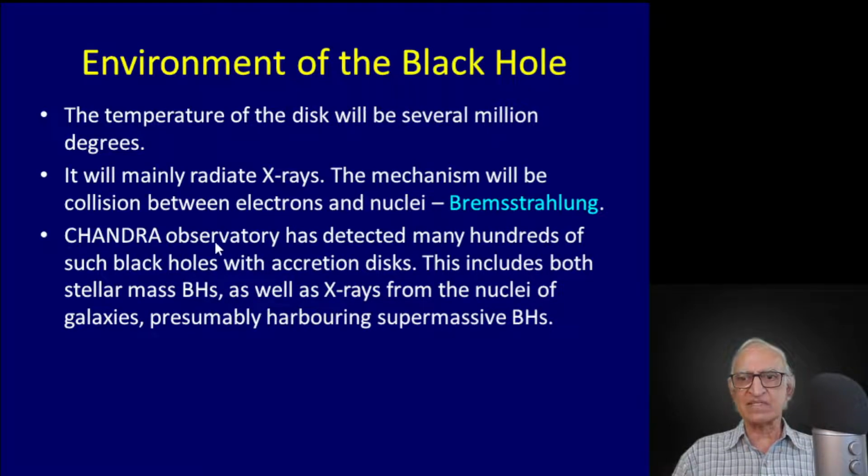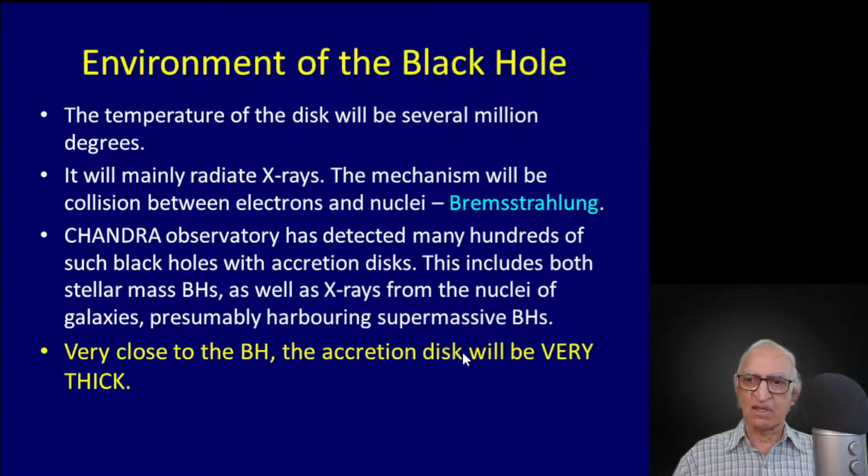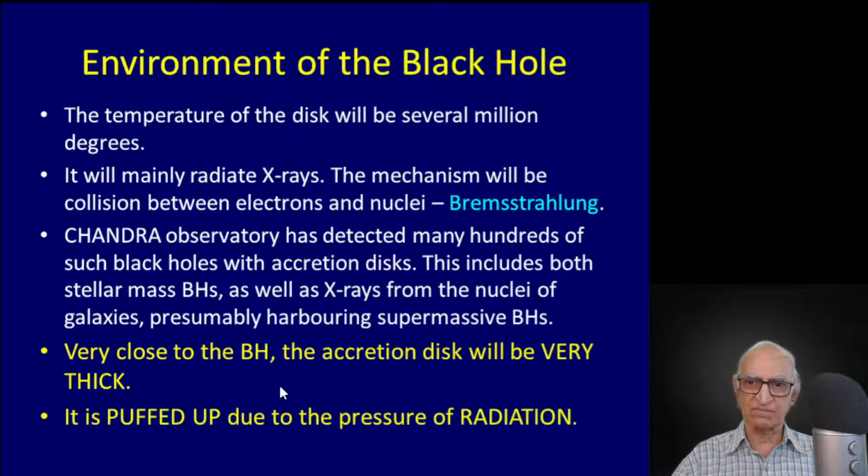Now, the Chandra X-ray Observatory has detected many hundreds of such black holes with accretion disks, many hundreds of them. These include both stellar mass black holes as well as X-rays from the nuclei of galaxies, presumably harboring supermassive black holes. Very close to the black hole, I said that the accretion disk will be very thick, puffed up due to radiation pressure.